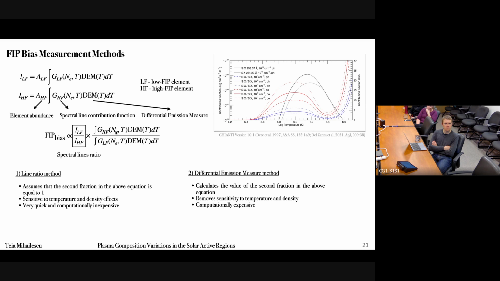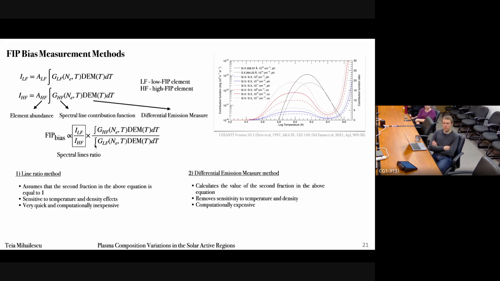So we're using two methods in this work. The first one is the line ratio method, which is just taking this part, the ratio between the two lines involved in the diagnostic, and assuming the second term is 1.